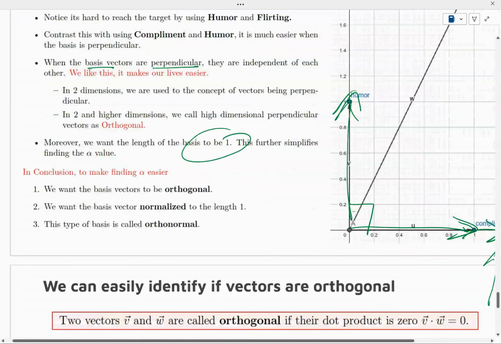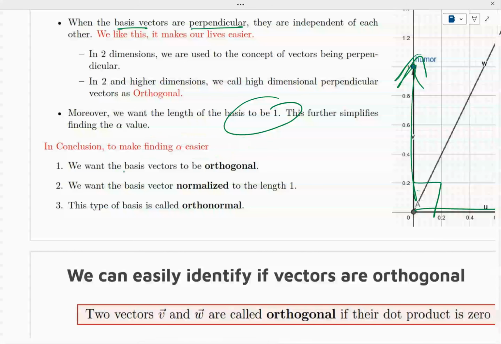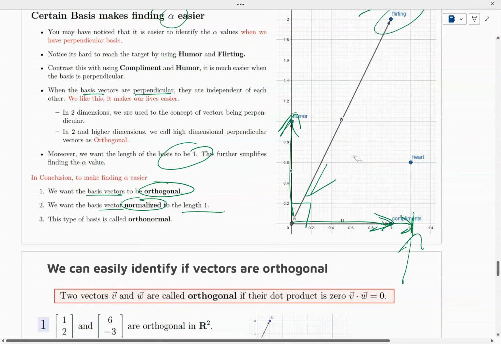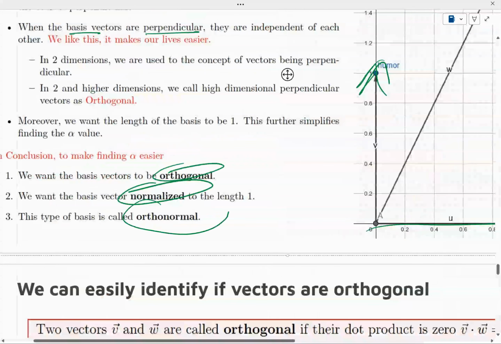So in conclusion, to make finding alpha easier, we really like basis vectors that are orthogonal. Remember, that's when they're perpendicular. Also, we like the basis vectors to be normalized to a length of 1. When it's normalized to a length of 1, we know exactly how much we multiply by to reach your final destination. And these basis vectors that are both orthogonal and normalized are called orthonormal basis vectors.